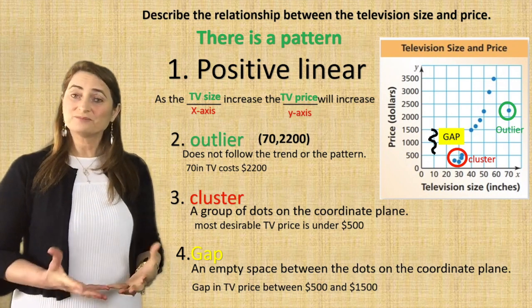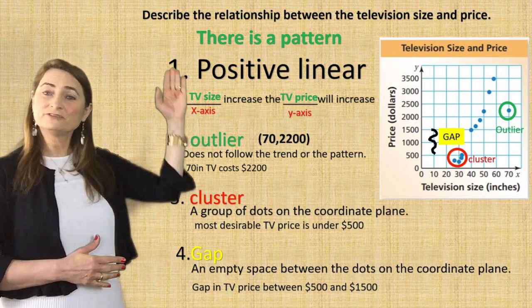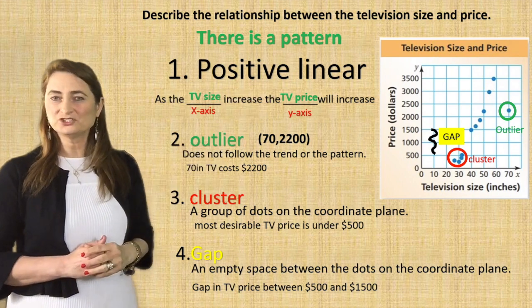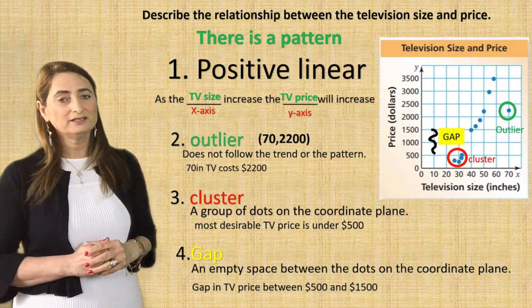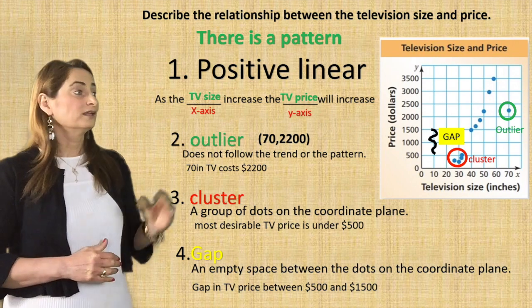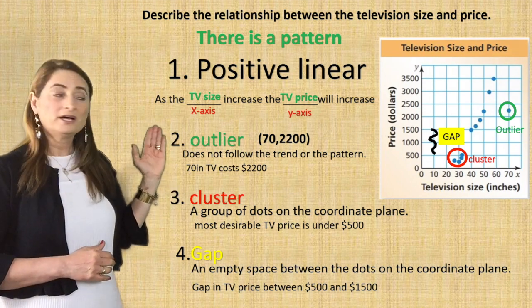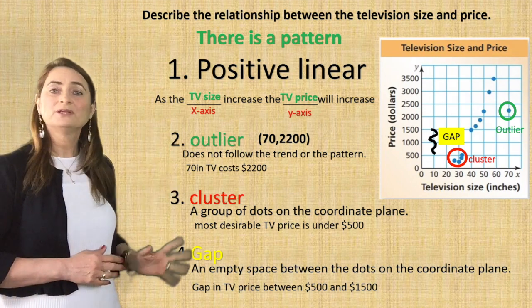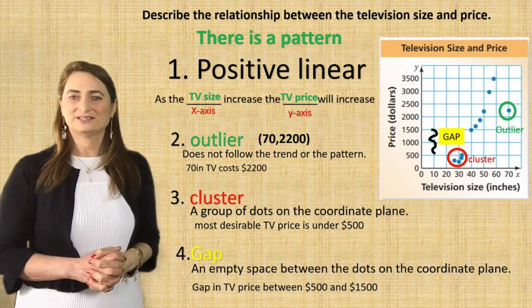So to describe a scatter plot, first of all, you need to describe the relationship, whether it's positive or negative, linear or nonlinear. If there's an outlier, cluster, or a gap, you need to identify all of these.